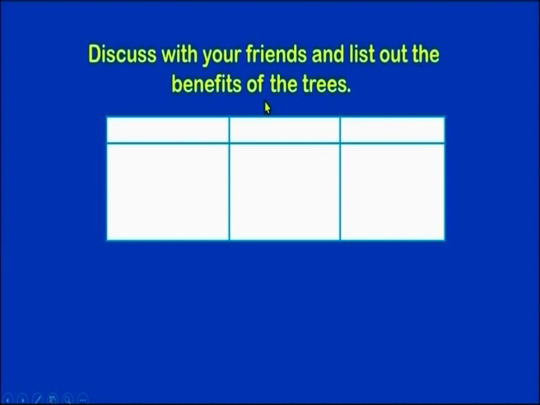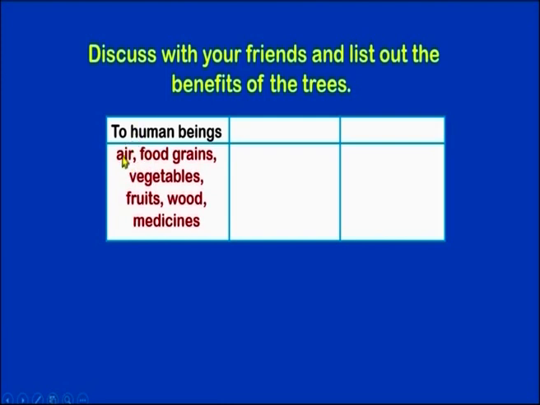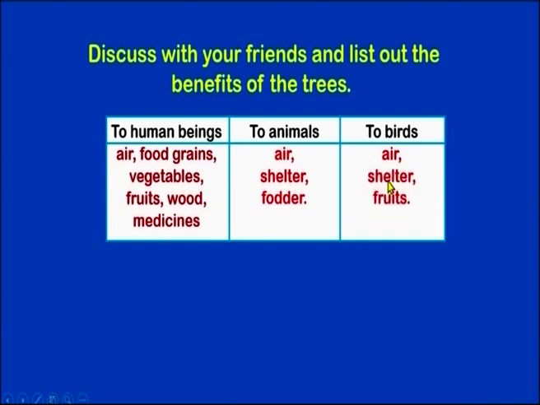Let us do some exercises, children. Discuss with your friends and list out the benefits of the trees to human beings. The trees give us air, food, grains, vegetables, fruits, wood, medicines. To animals, they give air, shelter, fodder. And to birds, they give air, shelter and fruits. See, they give so many things to us, the trees. Without air or oxygen, we cannot live at all. So the trees are very, very essential for us.